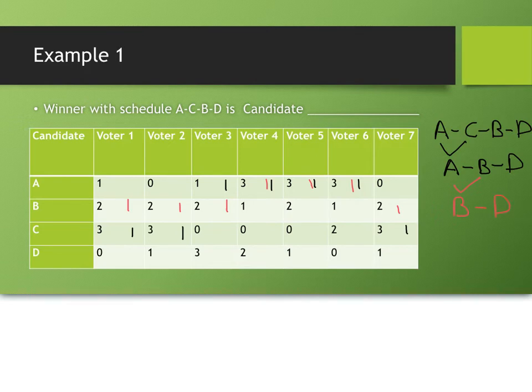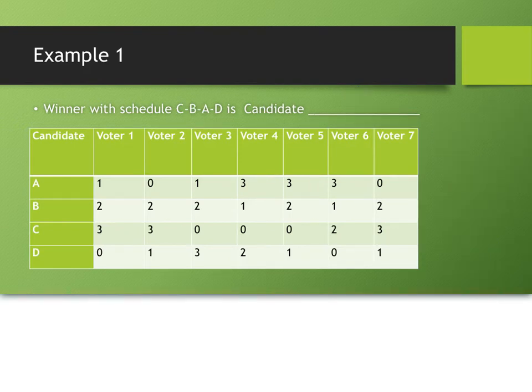And now B takes on D. All right, so B and D. B wins that. D, D, B, B, B. So B wins 5 times to D's 2. So B is going to be our winning candidate. And in fact, it's going to be the winning candidate of the whole thing. All right? So with this schedule, with this agenda, we had B win.